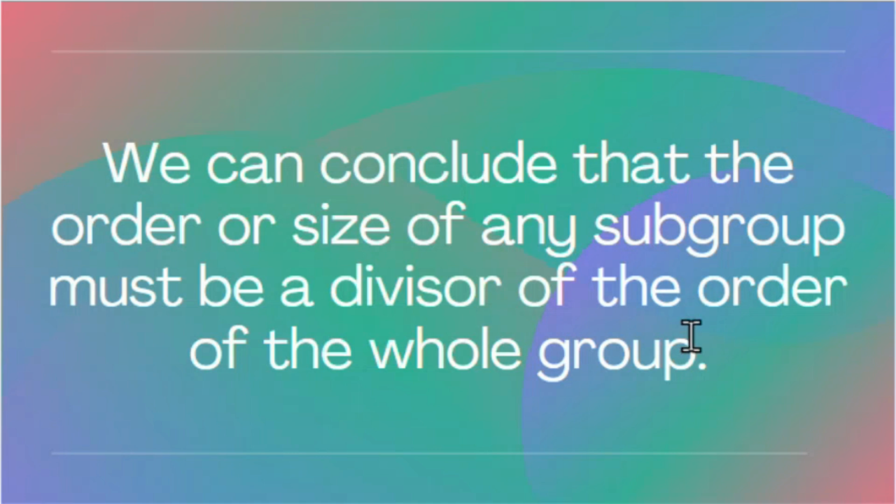It means we cannot find a subgroup whose order is not a divisor of the order of the group. For example, if our group has 12 elements, the number of elements of our subgroups must be only 1, 2, 3, 6, or 12.